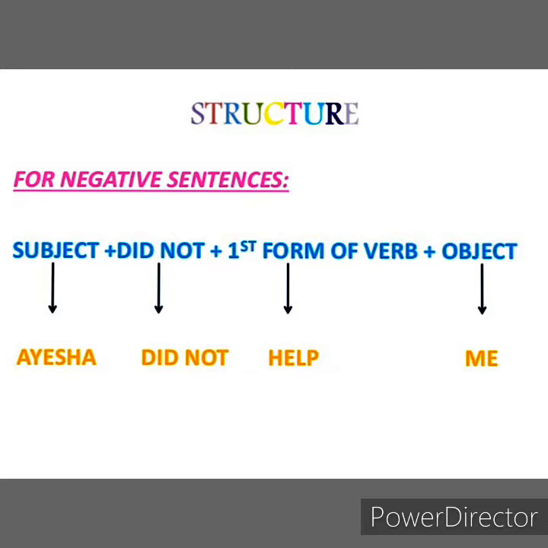Now see how to make negative sentences in simple past tense. First of all, subject, then did not, then first form of verb plus object. Remember that in simple past tense, first of all did not, then first form of verb. Aisha did not help me. Here did not plus help. Don't use helped.